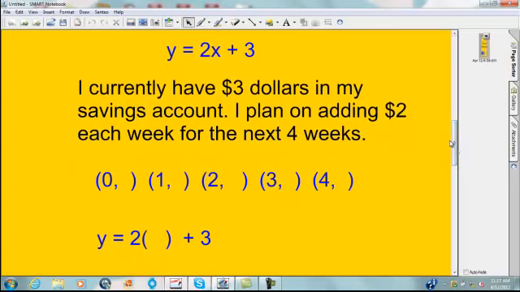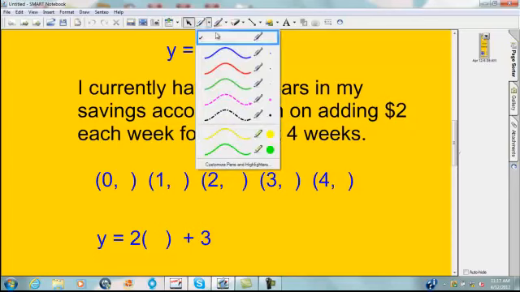The equation we're going to use is very simple. It's y equals 2x plus 3. I've made up a little story that goes with the equation to bring it down to earth, and I encourage you to do the same when you are solving problems like this. So I currently have $3 in my savings account, and that's going to be my y-intercept, and I plan on adding $2 each week for the next 4 weeks. That means I have a slope of 2.